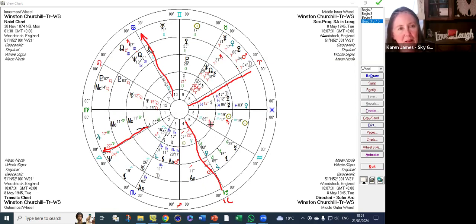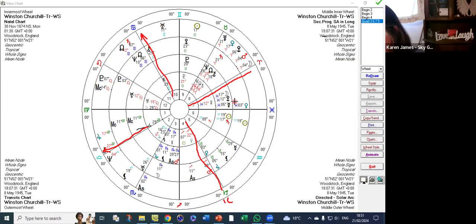So I just want to check how old he is. Let me just quickly go back to one of my Firdaria pages, because that tells you immediately. Let's just have a look and see. I always just look up the age on the Firdarias.